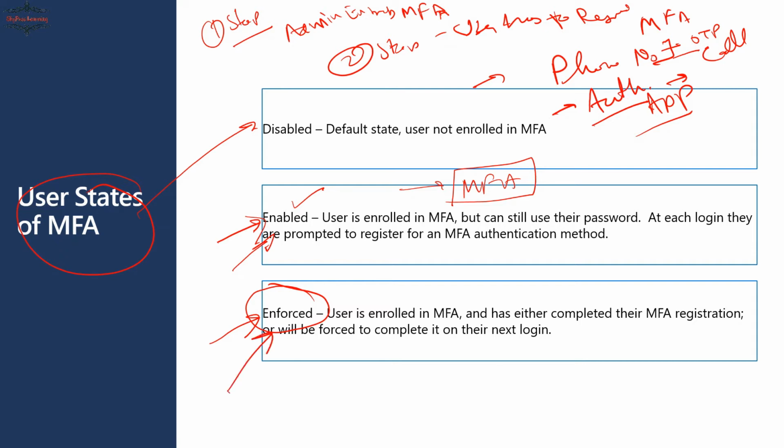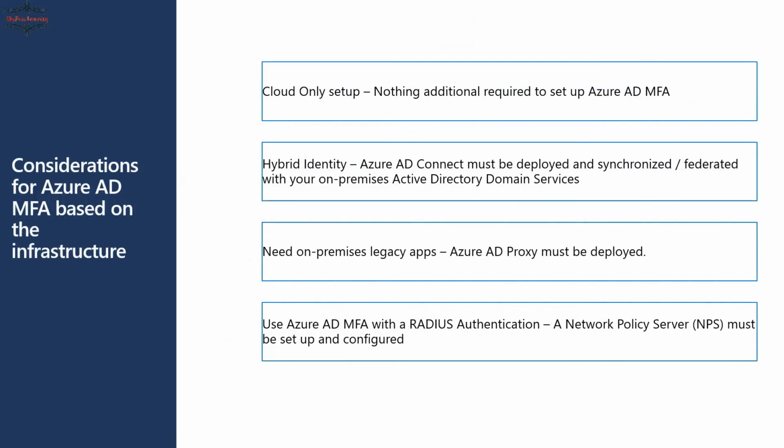But if you are in the enforced situation, then you have to enable the MFA registration process. You have to use the second step authentication, that is phone call, OTP, authenticator app, anything that you have, to do it with the enforced situation. So that has been placed by the administrator.